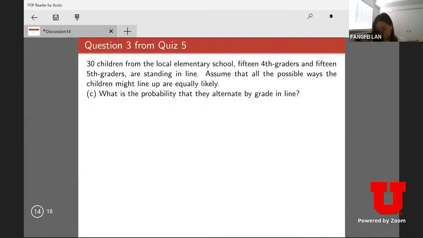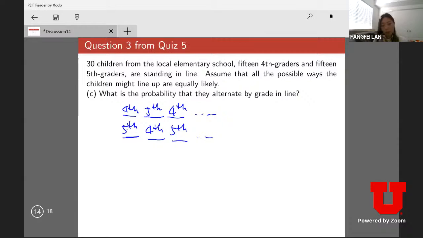Okay, so the last one, what is the probability that they alternate by grade in line? So let's say we start with a fourth grader, then the next one has to be a fifth grader, and the next one has to be a fourth grader, right? And there are 30 of them. We can also have the other situation where the fifth grader starts, and then we have a fourth grader, and we have a fifth grader, right? So how do we compute the probability of, let's say, the first one?